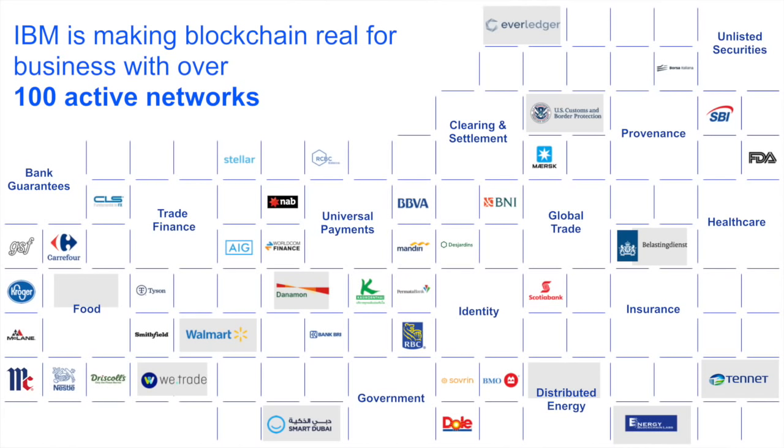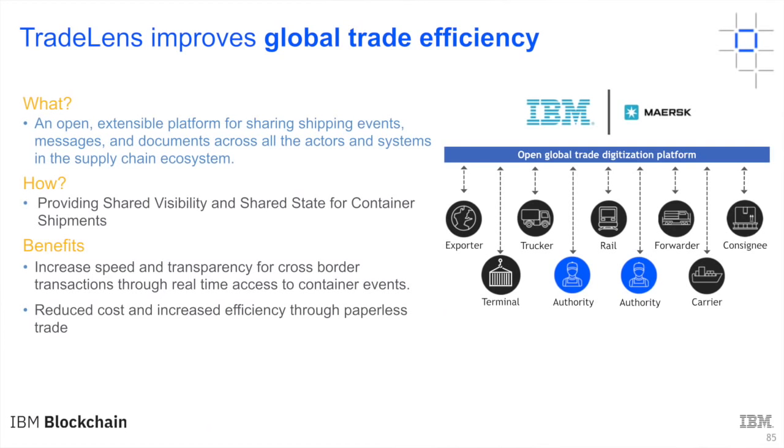I'm going to give you a couple of examples. The first is TradeLens, a Maersk and IBM partnership which is focused on containerized shipping. It connects the entire supply chain ecosystem to share visibility into container shipments so that you can increase the speed and transparency for cross-border transactions and reduce cost and increase efficiency through paperless trade.